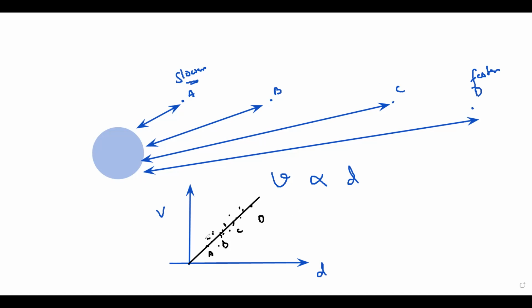When we plot a graph and mark the points for the majority of the galaxies, most of them follow this trend: those which are far from us are moving much faster as compared to those which are closer to us.